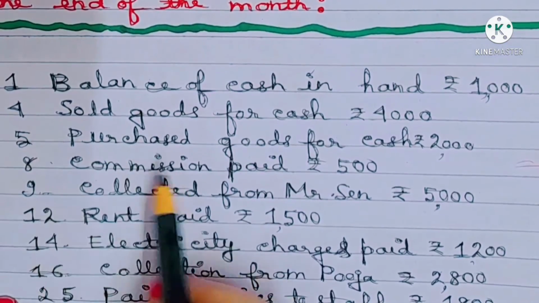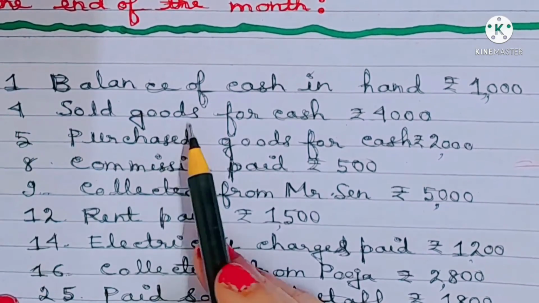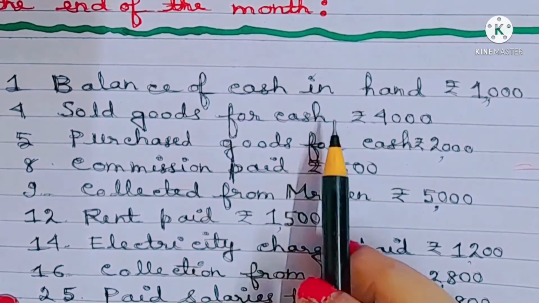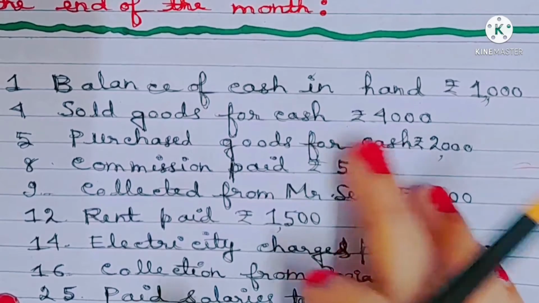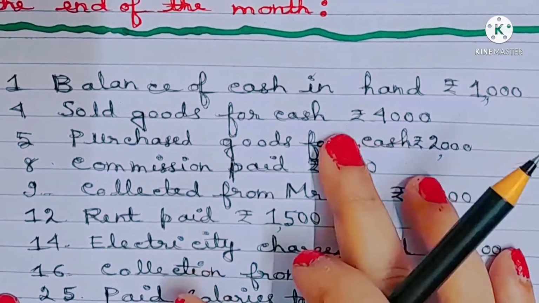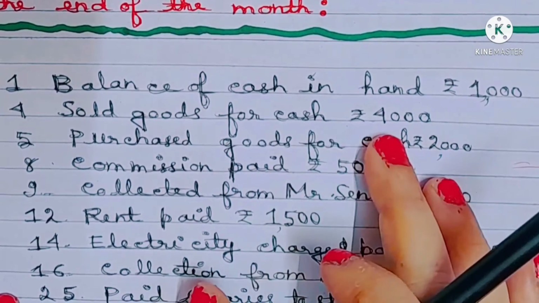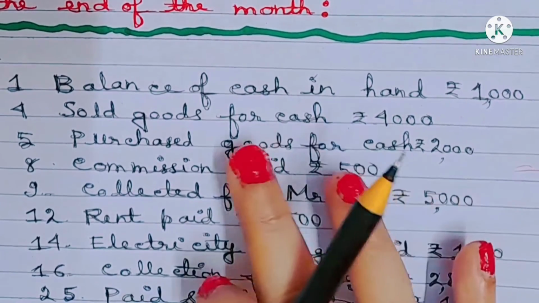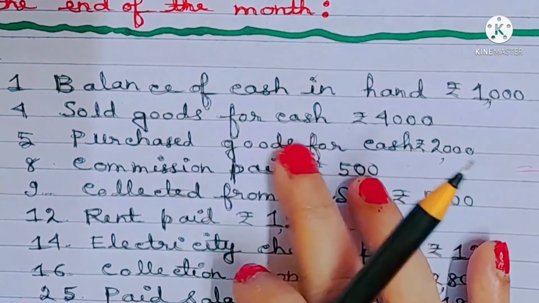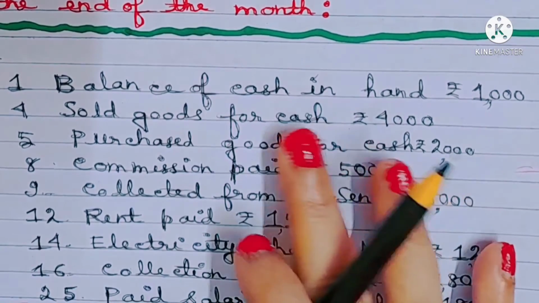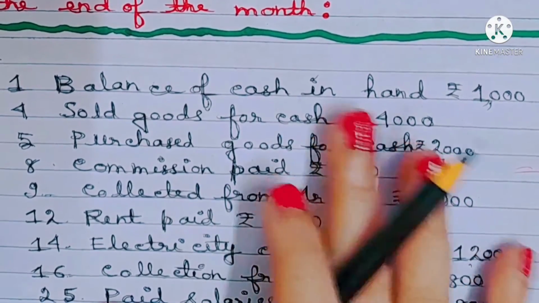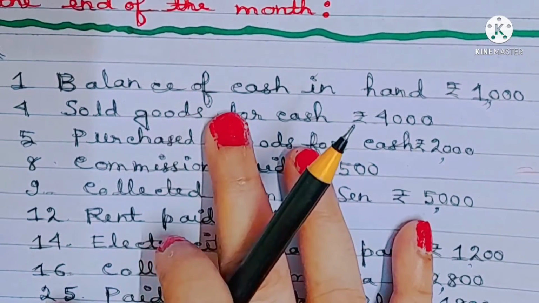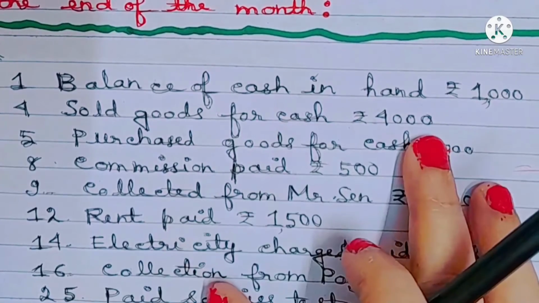The second transaction is on 4th April, sold goods for cash 4000. So what is the journal? Cash account debit to sales account. So cash account is debit and sales account is credit. So what is the position of cash? I have taught you ledger account. Since cash account is debit, it will always be on the debit side in our cash book. So the journal will be on 4th April, cash account debit to sales account 4000.